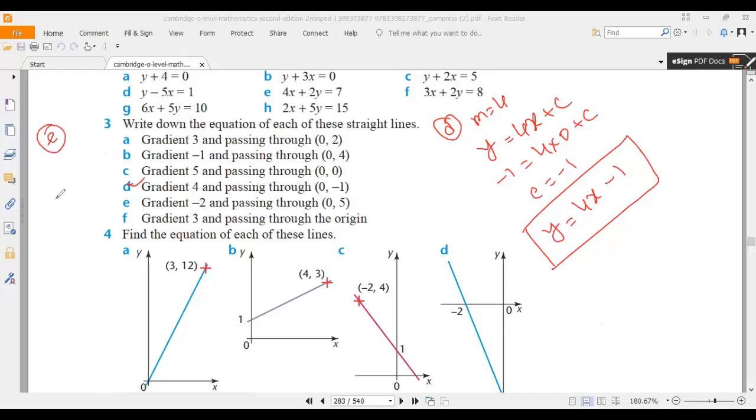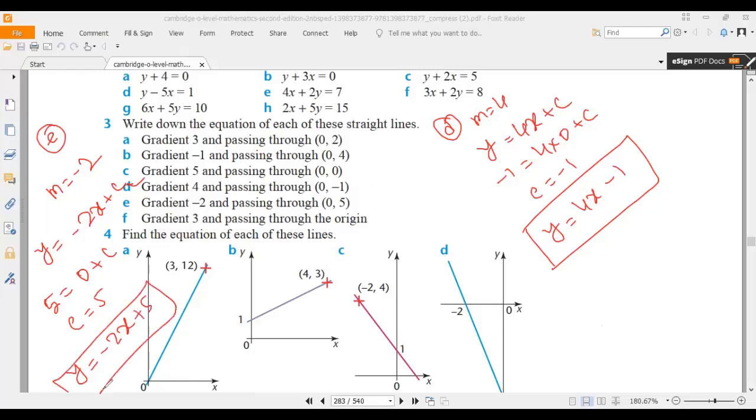Number E, the gradient. That means m equal to minus 2. So the equation will be y equal to minus 2x plus c. And it is passing through 0, 5. So we can write 5 equal to 0 plus c. So c equal to 5. So what is the final equation? That will be y equal to minus 2x, and the value of c is 5. So minus 2x plus 5 will be the final answer of question number E.